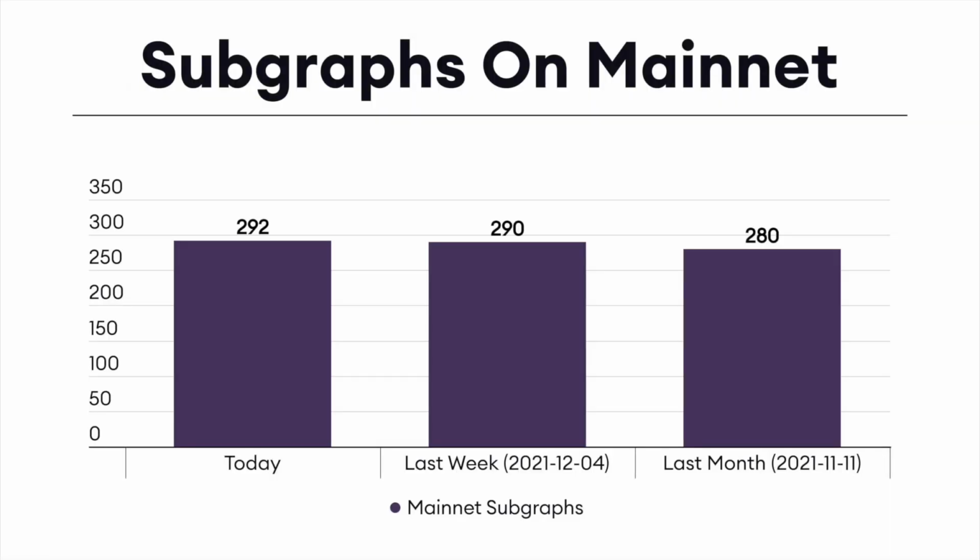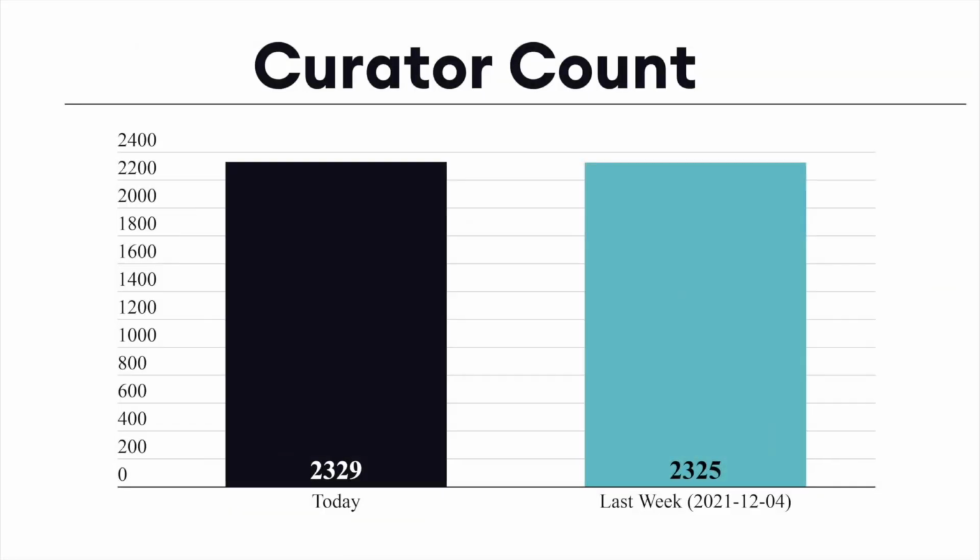The amount of subgraphs that are deployed on the mainnet now stands at 292, an increase of 2 subgraphs from last week. The amount of curators or signaling subgraphs is 2,329. This is showing an increase of 4 curators than the previous week.